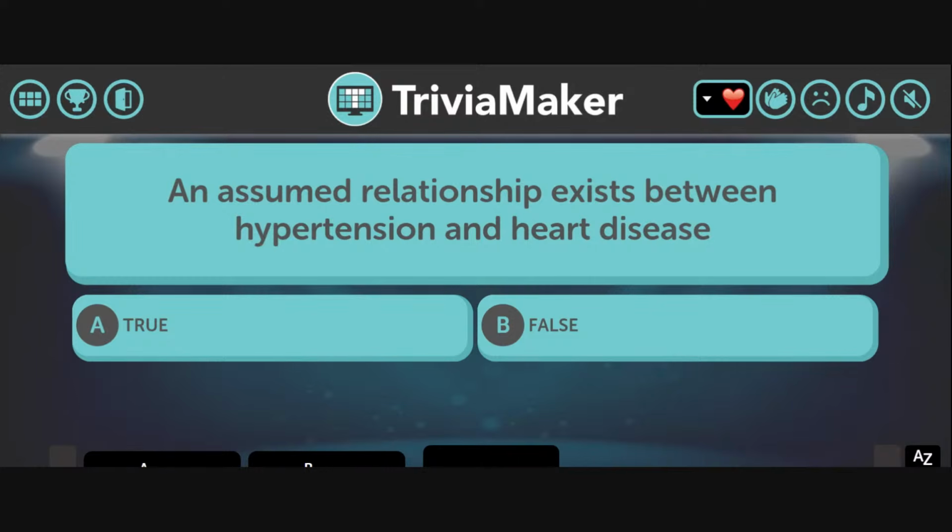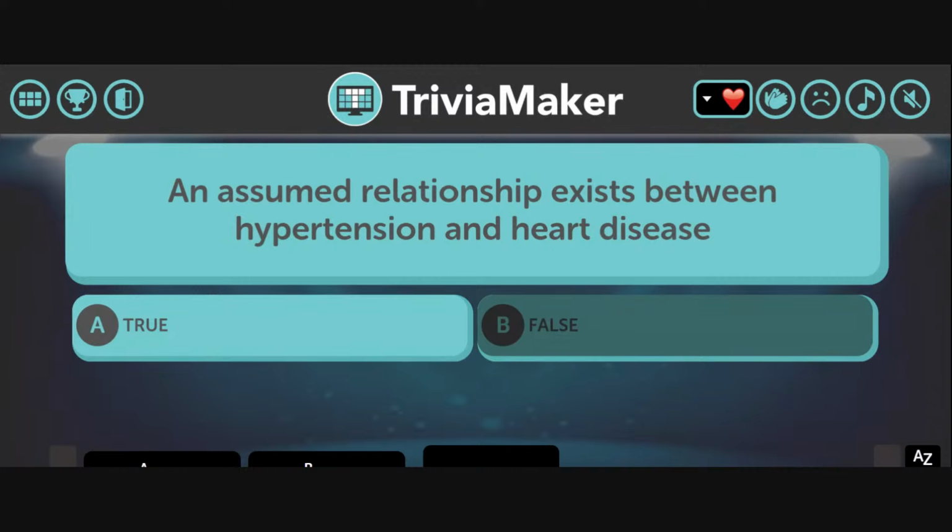All right, and I'm getting an overwhelming true from this one. And indeed, it is true. That was a great warm up to our circulatory section. Amazing job.